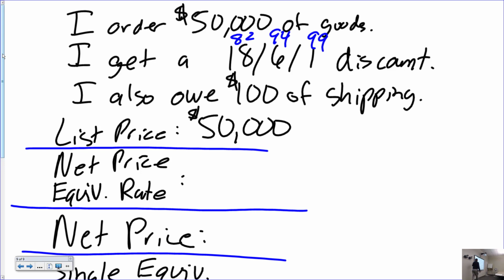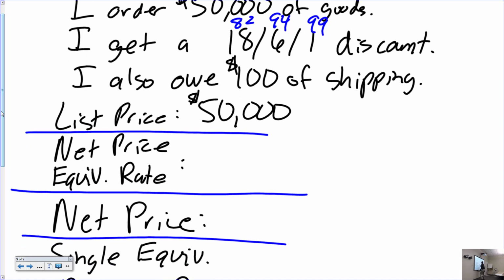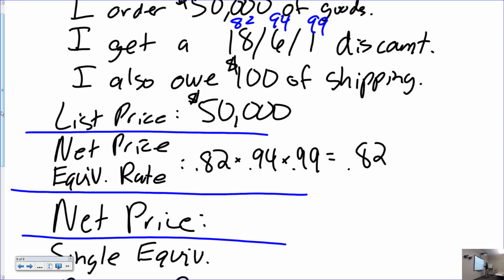What is my net price equivalent rate? 0.763092. And how did you get that? I took 0.82 times 0.94 times 0.99. 0.82, 0.94, 0.99 equals 0.763092.